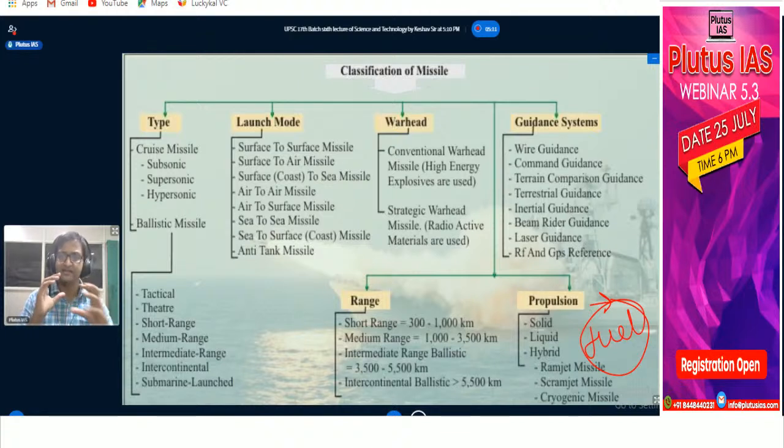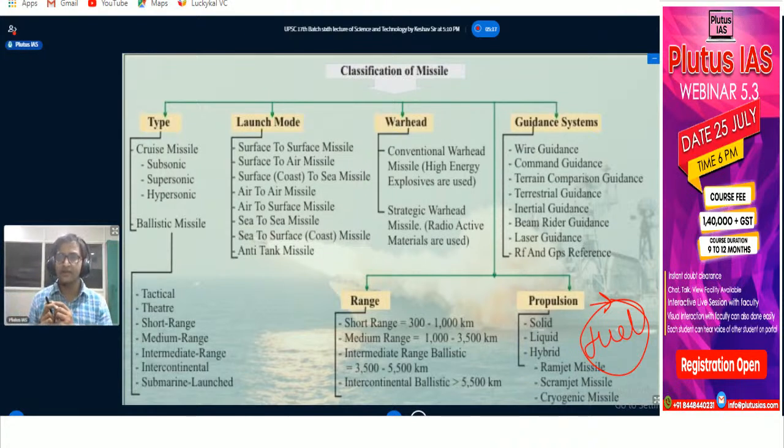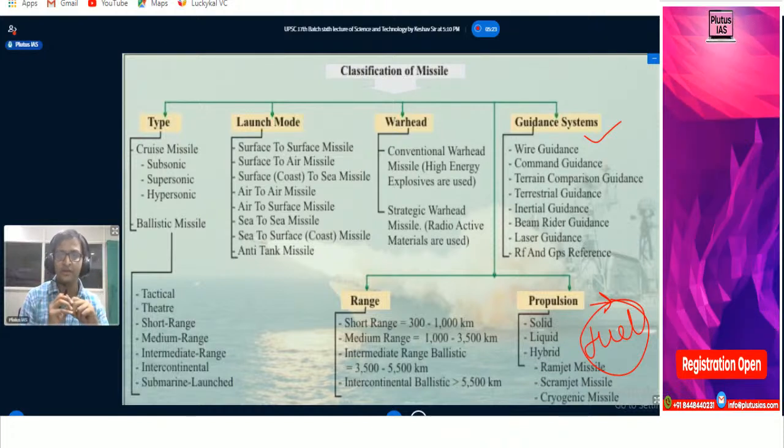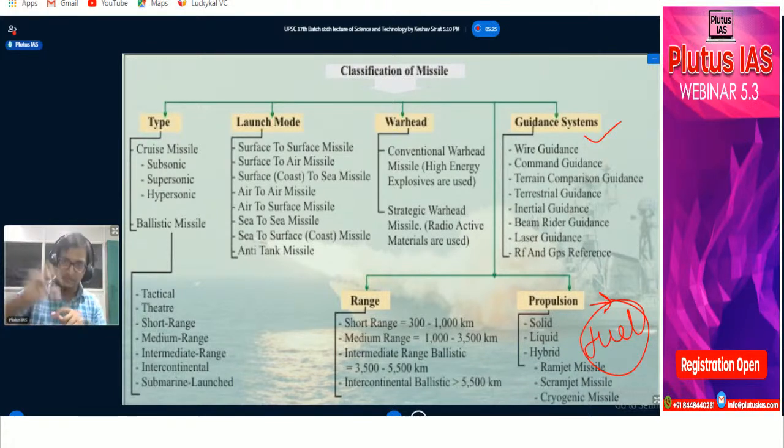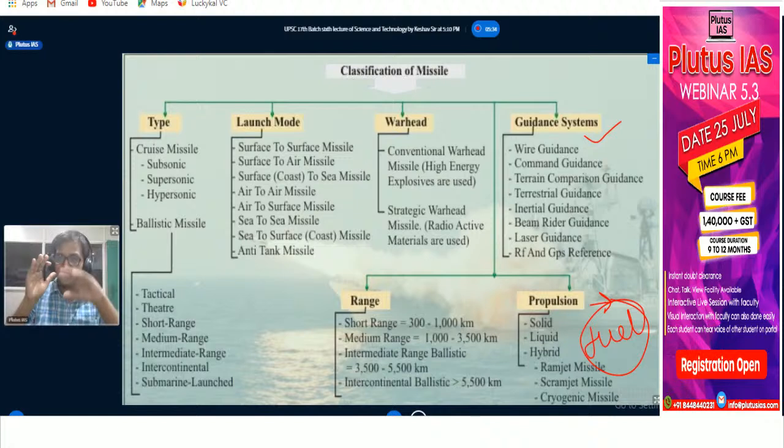Then we have guidance. Guidance means what type of trajectory, what type of path we want from any missile. So the guidance system will be like that. Controlling will be there, guidance will be there, there will be angle turning if it is a cruise missile. Then it will have an interceptor also, कि अगर रास्ते में कोई obstruction है, कोई hills है, it will change its path.